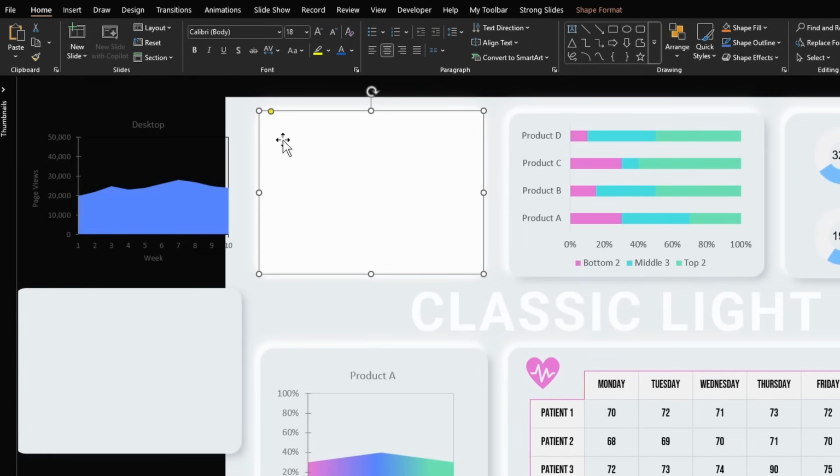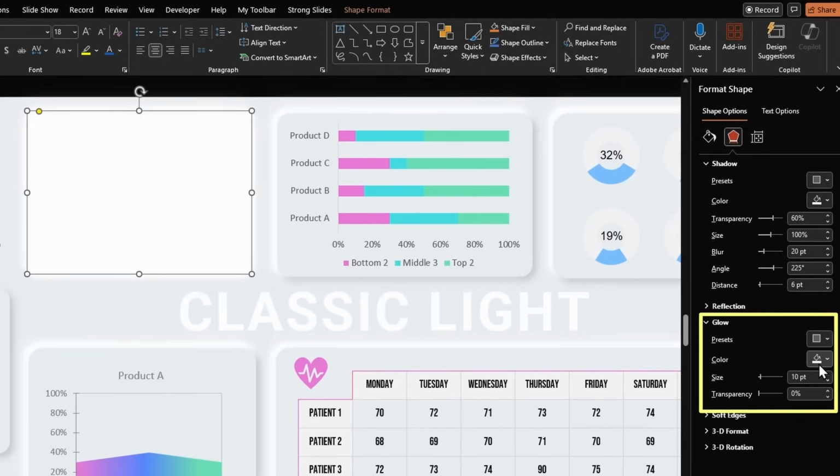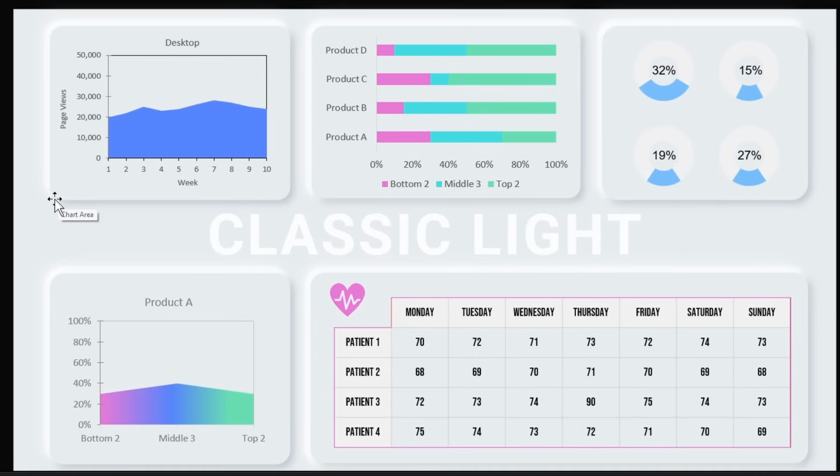One additional setting I have for this shape is the glow setting. I have used a glow of white color with 10 points. So it gives us that halo effect to create the highlight in the top left corner. Putting it all together, it creates an illusion of a button on this surface.